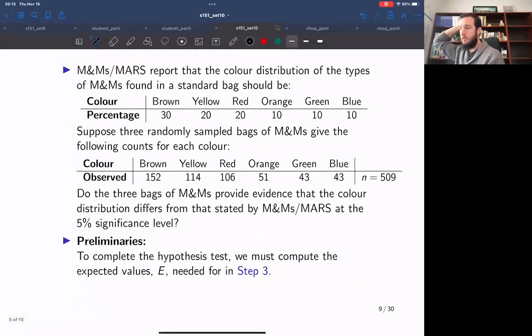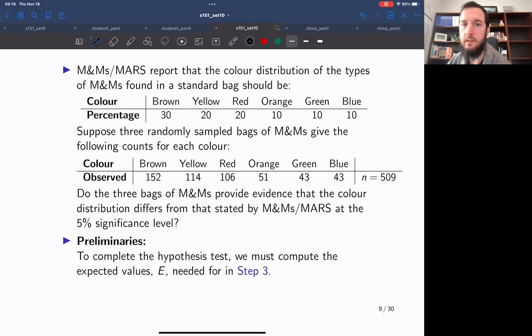Okay. So here's an illustration of when we would use this test and how these calculations would work. Let's suppose that, and I think this is actually true, M&M and Mars report that in every bag of M&Ms, 30% of the bag should have brown M&Ms, 20% should have yellow, 20% should be red, 10% orange, 10% green, and 10% blue. So this is our pre-established distribution, the proportion of colors of M&Ms in a bag.